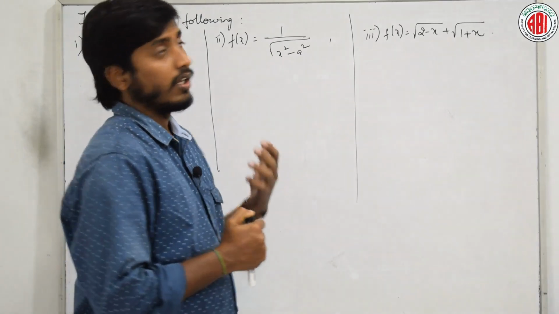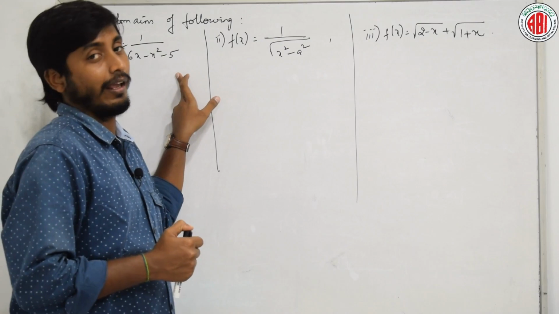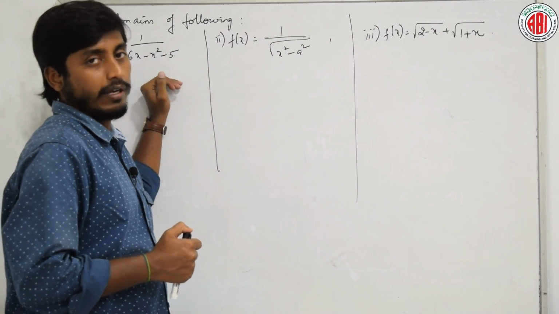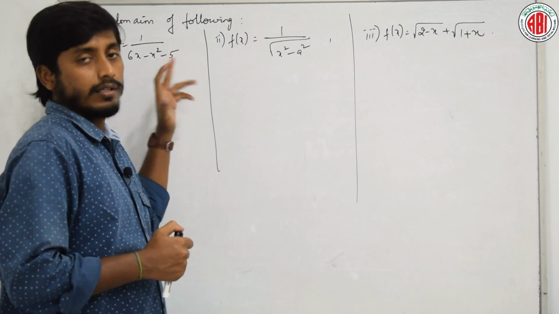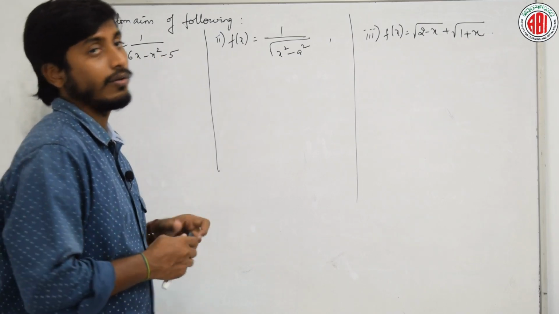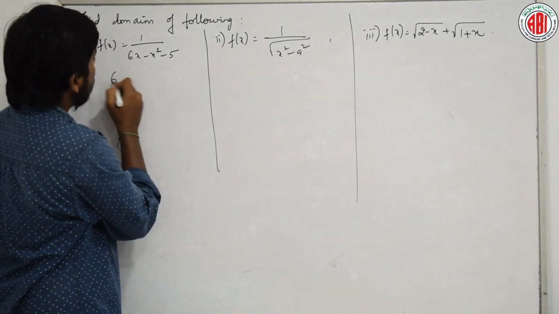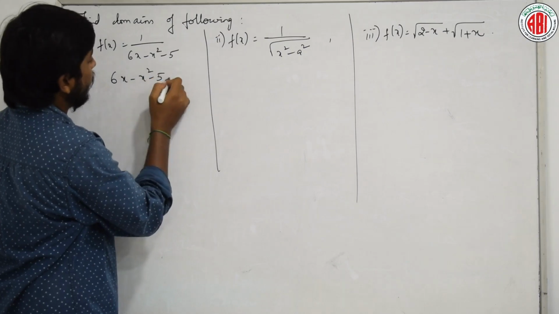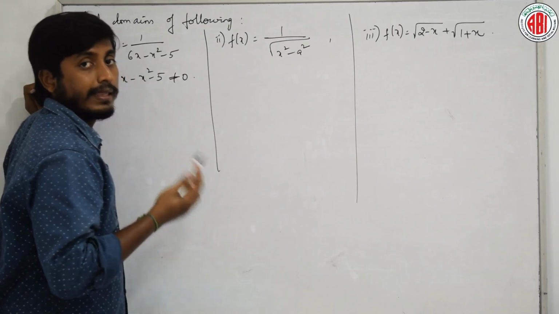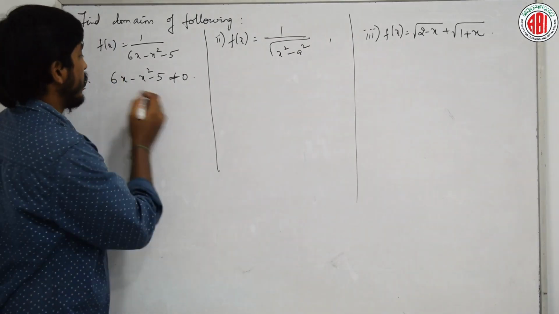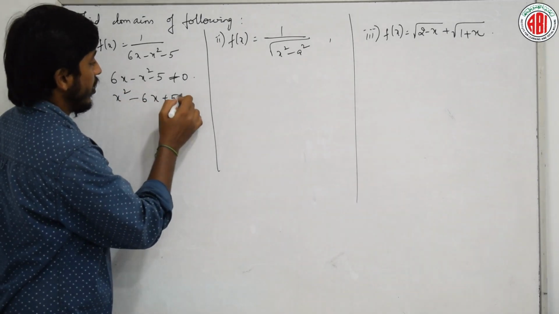How do we do? If you observe, here the denominator is 6x minus x square minus 5. So, in order to get a domain, we have to equate this, that is, this is not equal to 0. That is, here 6x minus x square minus 5 is not equal to 0. Why? Because if it is in the denominator is 0, then it will be infinity. So, let us write it in a standard format. X square minus 6x plus 5 is not equal to 0.